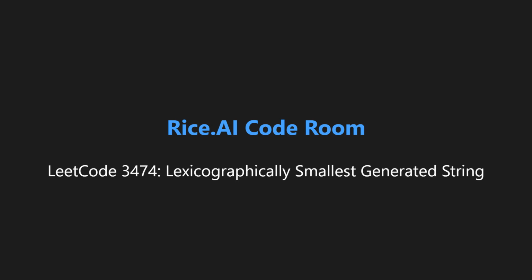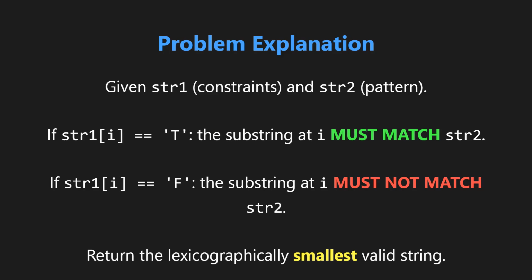Today we are tackling LeetCode 3474, lexicographically smallest generated string. The problem asks us to reconstruct a string of minimum length given two constraints represented by string 1 and string 2. We are given string 1 consisting of T's and F's, and a pattern string 2. A T means the substring starting at that index must match the pattern exactly. An F means it must not match. Our goal is to find the lexicographically smallest string satisfying these rules.